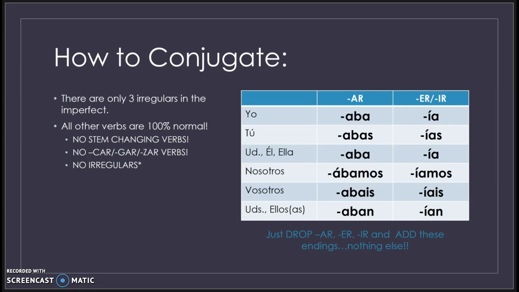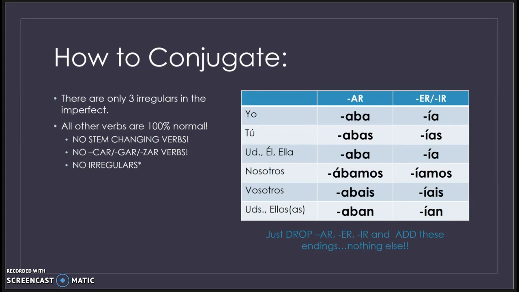So if it is an AR verb, we're going to drop the AR and we're going to add aba, abas, aba, ábamos, abais, aban. Notice the accent in the nosotros form over the a in ábamos. If we have an ER or an IR verb, we're going to drop the ER or the IR, and we're going to add ía, ías, ía, íamos, íais, ían. Now, every single i has an accent, so we actually have 6 accents for an ER-IR verb.